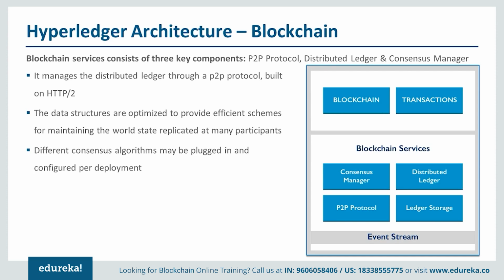Okay. Now for point-to-point protocol, it uses something like an HTTP kind of a service, where the messages are transferred from one node to another using HTTP protocol. The data structures are optimized to provide efficient schemes for maintaining the world state replicated at many participants. As I mentioned, it is basically stored as LevelDB or CouchDB, and different consensus algorithms may be plugged in and configured for deployment based on what you want the network to look like.